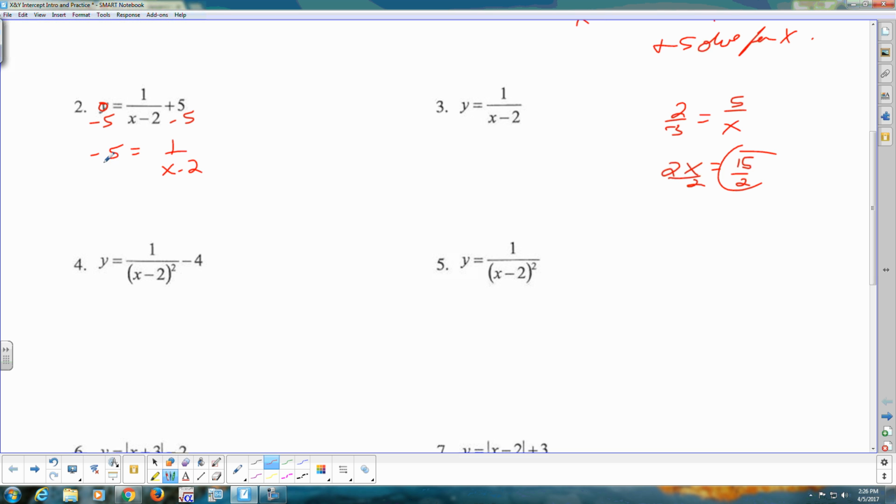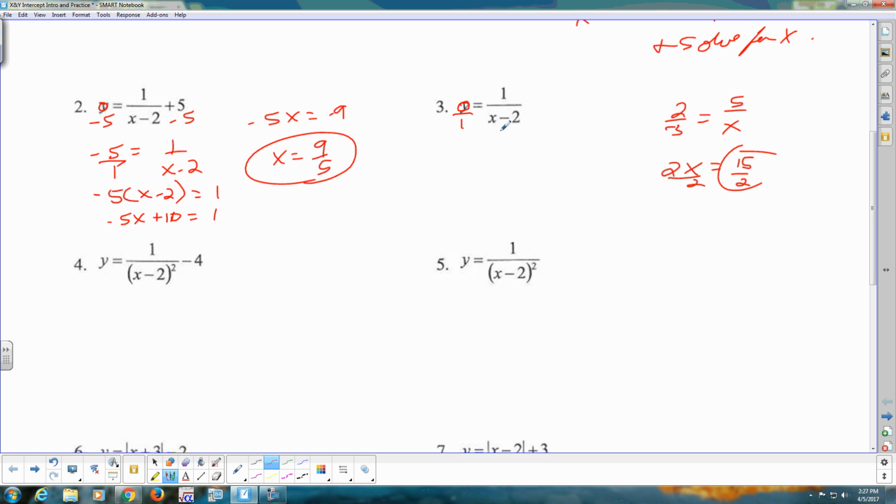It's a proportion. So you cross multiply. Negative 5 times (x minus 2) is equal to 1. I can distribute the negative 5 in, so that would be negative 5x plus 10 is equal to 1. Subtract the 10, negative 5x is negative 9, divide by negative 5, x is 9/5. That's your x-intercept.